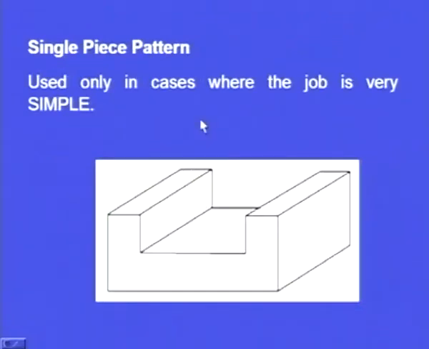Single piece pattern. So suppose this is the geometry or shape of the casting to be obtained. So the pattern will be like this. And what is the shape of the casting? Shape of the casting is very simple. So here we make only one piece. So this will be molded in the drag box. Drag box means the lower molding flask. In the lower molding flask we will compact this pattern, and we will get the required shape, required cavity, and we pour the molten metal. So this single piece pattern is used where the job is very simple.